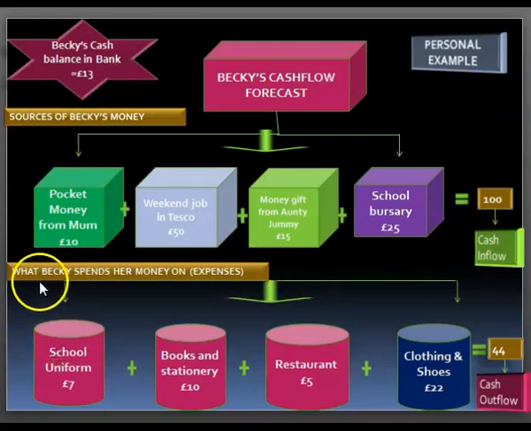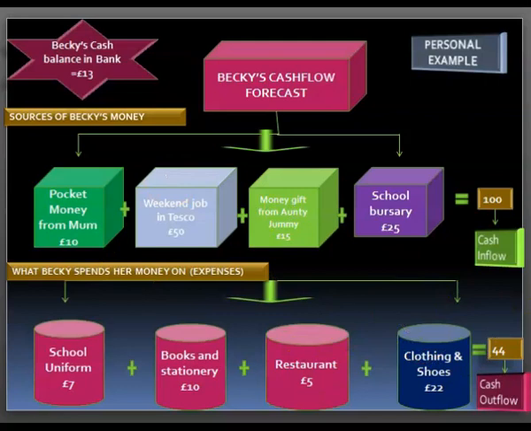Then for the cash outflow, which is how Becky spends her money, your expenses: your school uniform, plus the books and stationery that you bought, the money for restaurants, and plus clothing and shoes that you bought. If you add everything together, that gives you your cash outflow. Now business does the same thing. Businesses have cash inflow and cash outflow, just like I've been explaining to you.